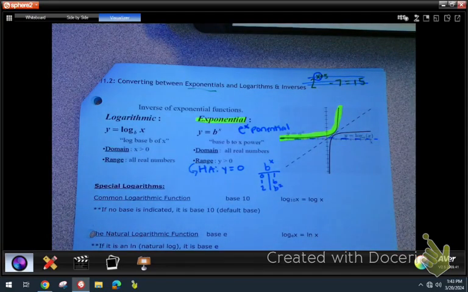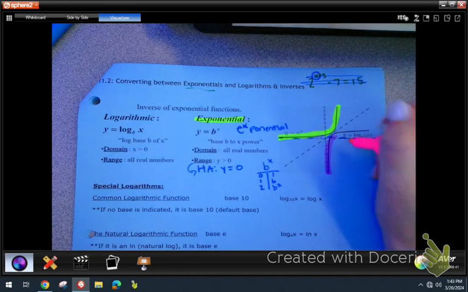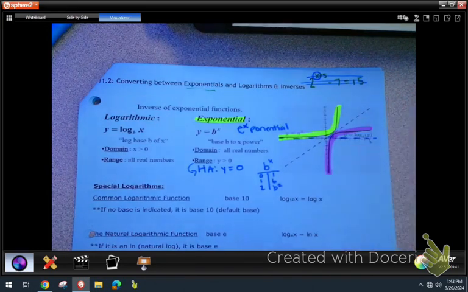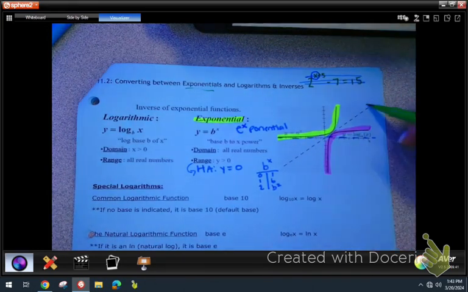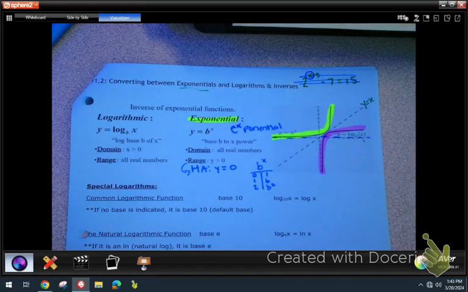In log land, you can't really do that. But what do we know about logs? They're the inverse. So what does that mean? Everything flips. So here's your log graph. And again, graphically, you'll see they're a reflection over the line y equals x, which this is the line y equals x. So they're flipped over like that. They are your boomerang shape there.